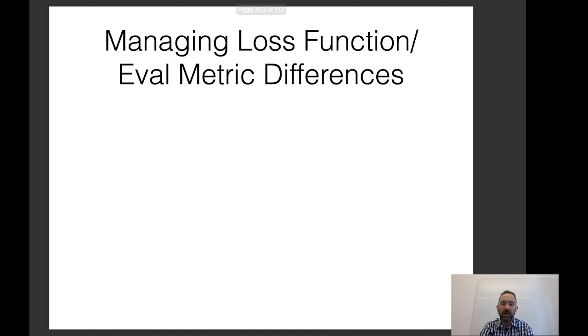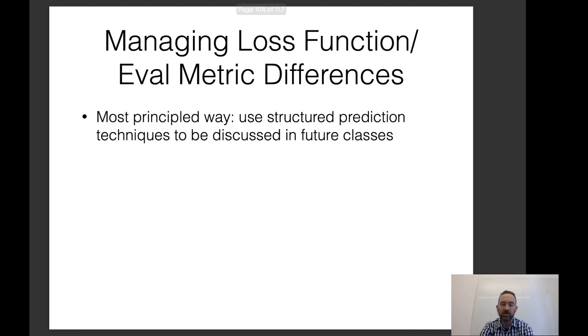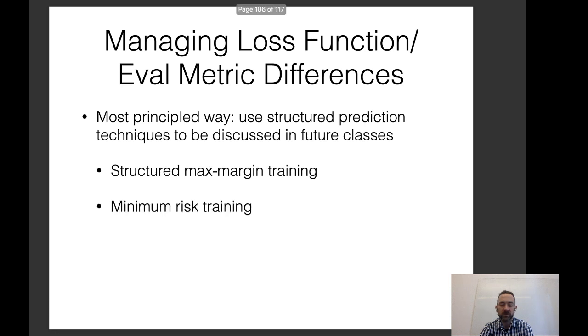So how do we manage the difference? The most principled way is to use some sort of technique that more directly optimizes the metric that we want to be optimizing. And specifically with respect to structured prediction, we're going to talk about structured max margin training, minimum risk training, and reinforcement learning as methods to do this.